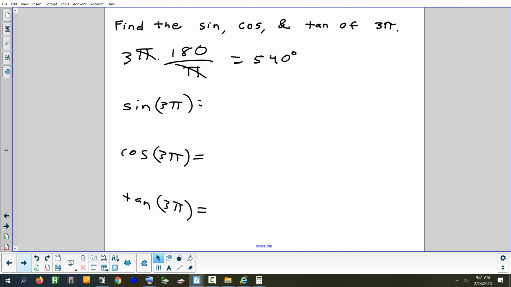Okay, so that's better. I have an angle now that's in degrees, so I don't have to worry about radians. But I still don't like that angle. What do you think I don't like about 540 degrees? I'm trying to visualize where it is on a circle. It's more than 360. It gets confusing to figure it out. So we want to do something to make it less than 360. Do you remember what we do?